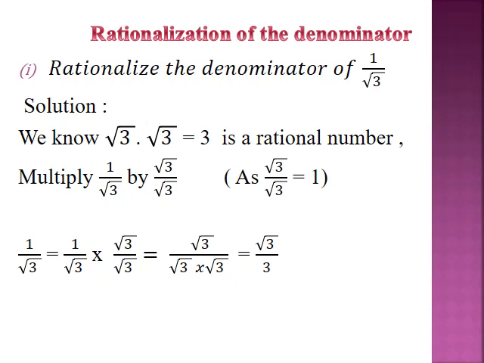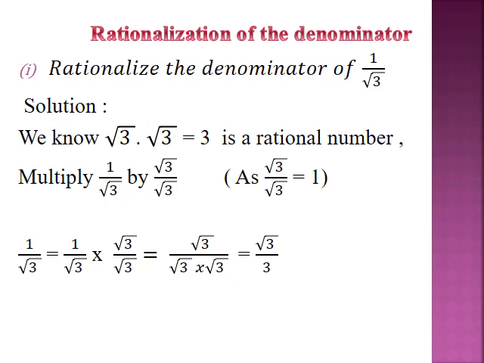Now, rationalization of the denominator is nothing but the process which helps you to rationalize the denominator. It means if you have an irrational number in the denominator, you have to remove that irrational number from the denominator. It means you have to make the denominator a rational number. That is called the rationalization of the denominator.